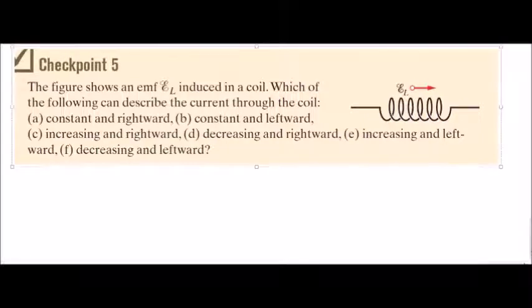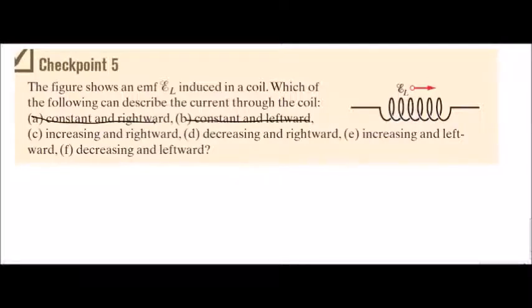Can we have a constant current rightward? So current going to the right, and it's constant. Well, if the current is constant, we don't have an induced EMF. Induced EMF comes from the change of the current. So this is to rule it out. Constant and leftward, same thing. We have a constant current, there is no EMF in the coil. Now, current is changing here, increasing and decreasing.